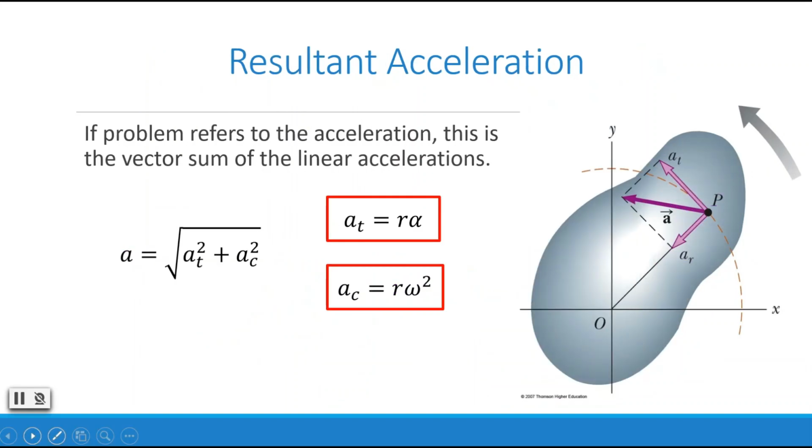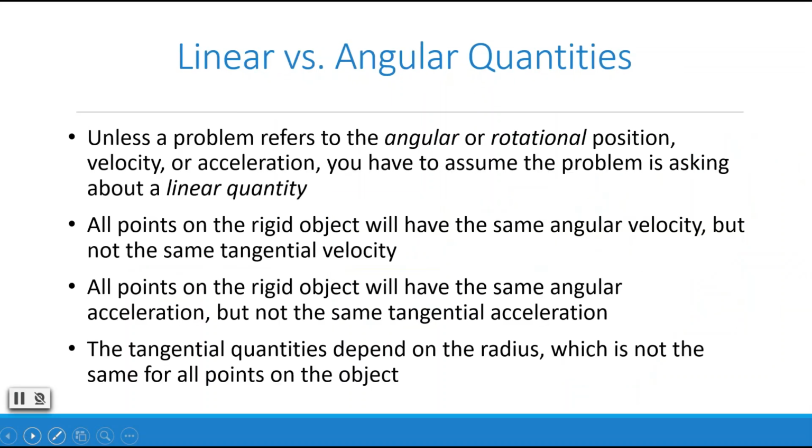So we now have lots of different types of acceleration. You have angular acceleration, alpha. You have tangential acceleration, centripetal acceleration. But what if I just say acceleration? If I just ask you for acceleration, I'm asking you for the vector sum of the linear acceleration. In that case, you would use the Pythagorean theorem to find that acceleration. So it can get very, very confusing very quickly when you're talking about these acceleration values.